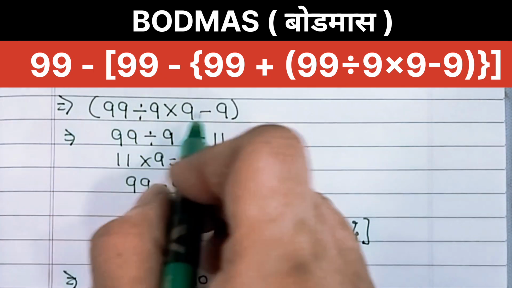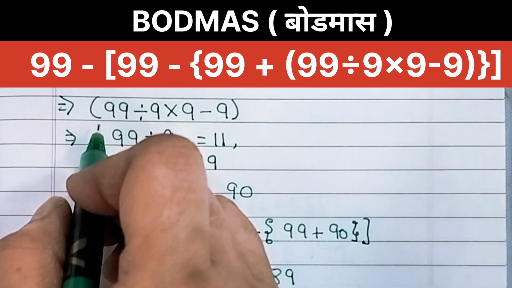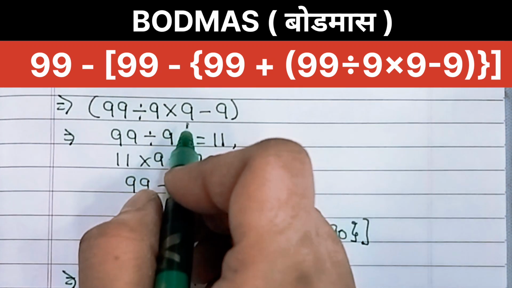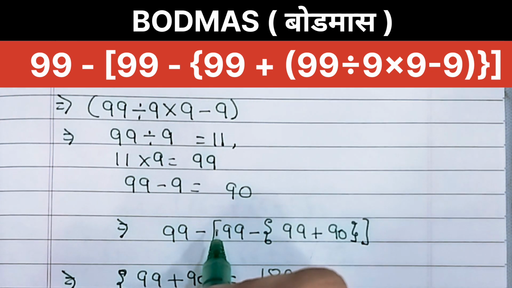Now conclusion: by systematically breaking down the brackets from the inside out and following the hierarchy of operations, division before multiplication etc., we ensure the calculation is accurate and the final answer is 189, and I hope it is clear.